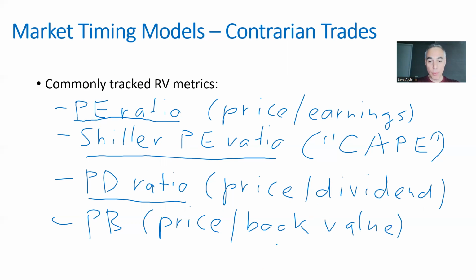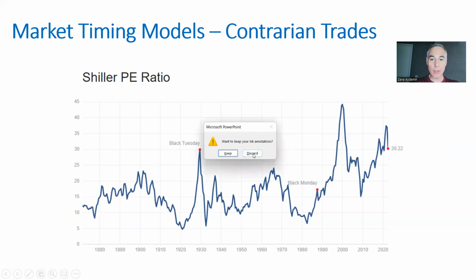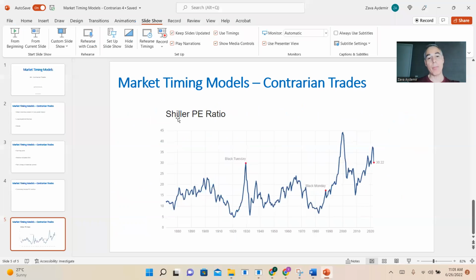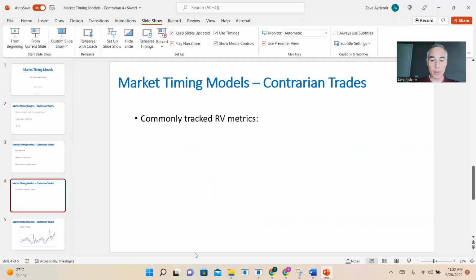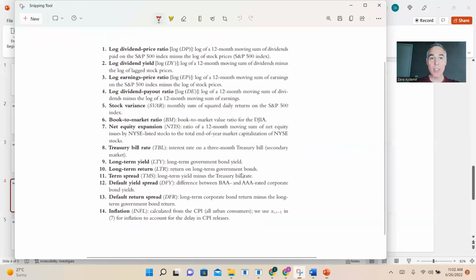Before I go into the Shiller CAPE price earning ratios in particular, I would like to show some other metrics that are widely used in these kinds of RV models. I already highlighted the dividend price ratio.